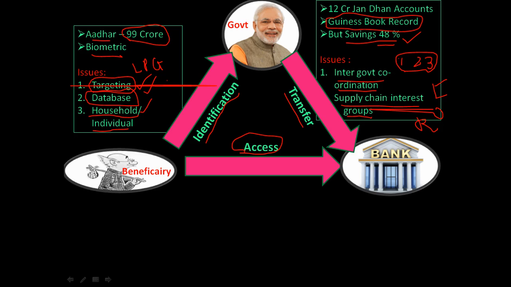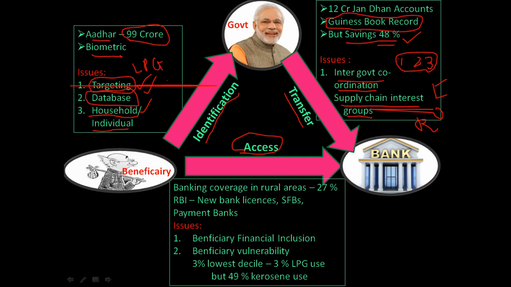Thirdly, and the most important issue, is the issue of access. That the beneficiary should be able to access his bank account. In that, there are some really troubling issues, like the banking coverage in rural India is only 27%. This has to be increased. For that, the RBI has given new bank licenses. These are small finance banks and the payment banks which the RBI is implementing.